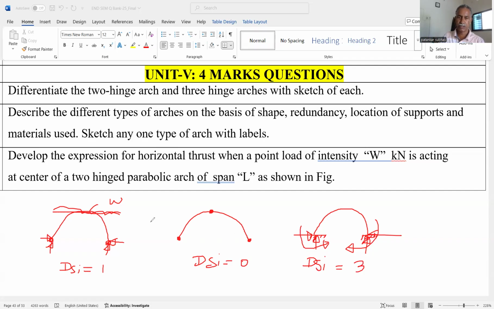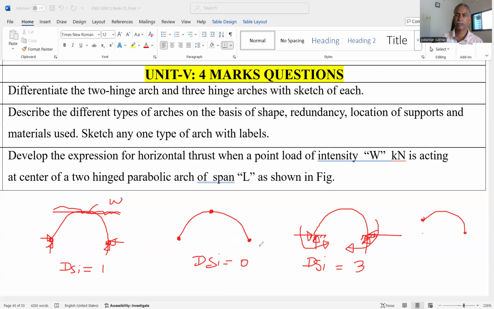At the same time, the arch may be at different levels. That means one hinge is at this point, another hinge may be at a different level. So to differentiate the two hinge arch and three hinge arch: two hinge arch is indeterminate with degree 1, and three hinge arch is determinate with 0 degree. Second, it is simple to analyze, but in case of two hinge arch, it is not simple. We can apply Castigliano's theorem or the unit load method and find out the horizontal thrust.